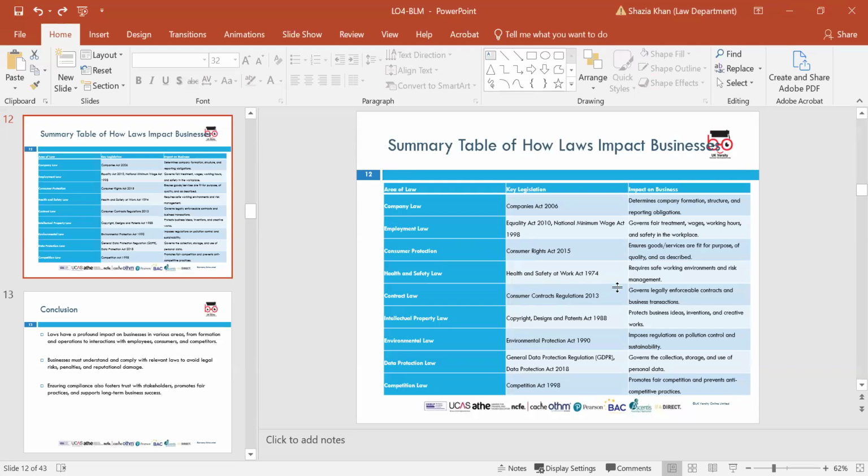Health and Safety Act 1974 requires working conditions to be safe for individuals. Contract law, Consumer Contracts Regulations 2003, governs contracts and transactions between businesses. Intellectual property, Copyright, Designs and Patents Act 1988, protects ideas and inventions. Then the Environmental Protection Act 1990 imposes regulations on sustainability. Data protection, we looked at the General Data Protection Regulation, GDPR, and the storage of personal data. And competition law, we've looked at the Competition Act 1998, which promotes competition and prevents anti-competitive practices.